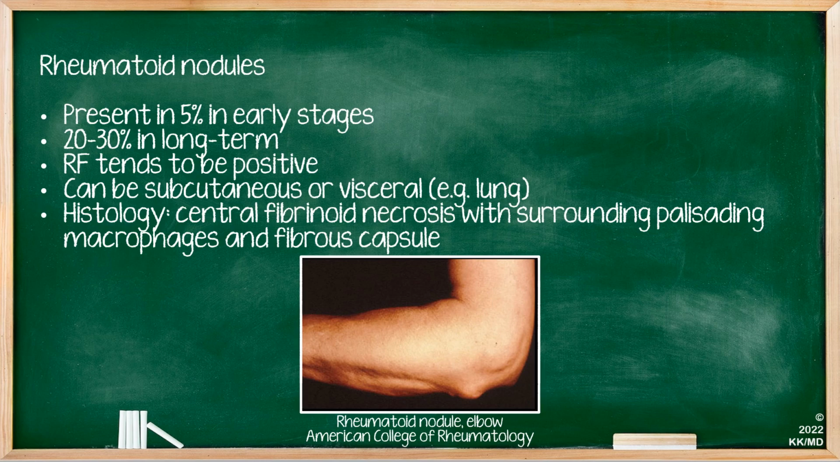Just speaking more about rheumatoid nodules, these are present in approximately 5% of patients in the early stages and 20 to 30% of patients in the longer term. We do find that rheumatoid factor tends to be positive in these patients. The nodules can be subcutaneous or visceral, and a typical place for this would be the lungs. If they are examined under histology, we find that they have a central fibrinoid necrosis with surrounding palisading macrophages and a fibrous capsule. And here in the image we can see a typical rheumatoid nodule at the elbow.